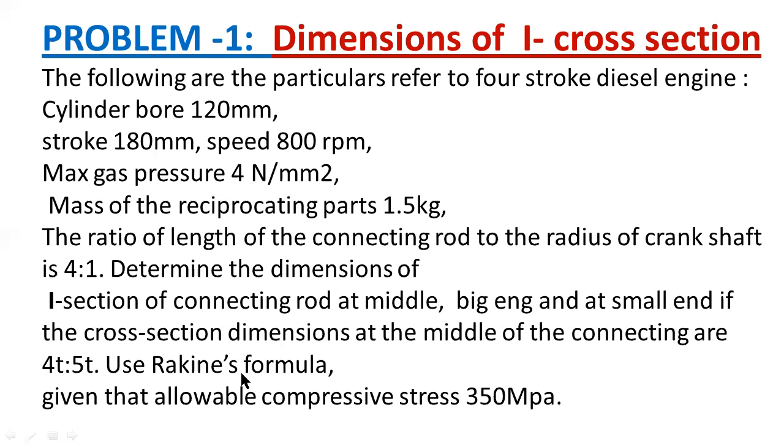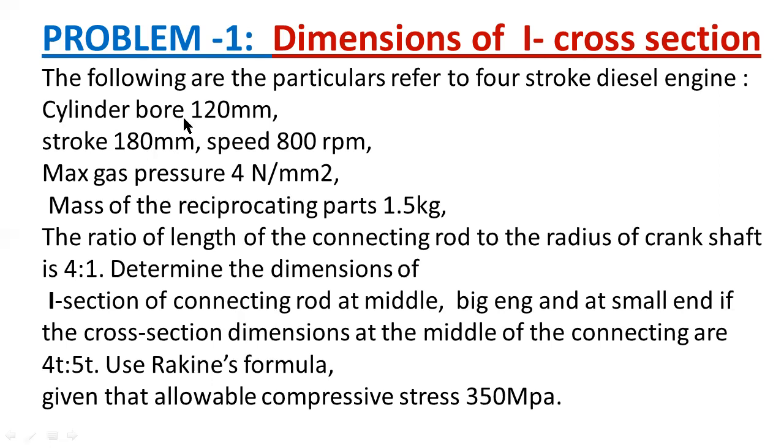By using these details, you have to design a suitable shape of a connecting rod. So here, the cross section of the connecting rod is I. You have to design an I cross section. This is a four-stroke diesel engine, so you have to consider half of the speed only. For two-stroke engines you consider the same speed, but for four-stroke engines you consider half of the speed only. Here the cylinder bore is given, that is 120 mm.